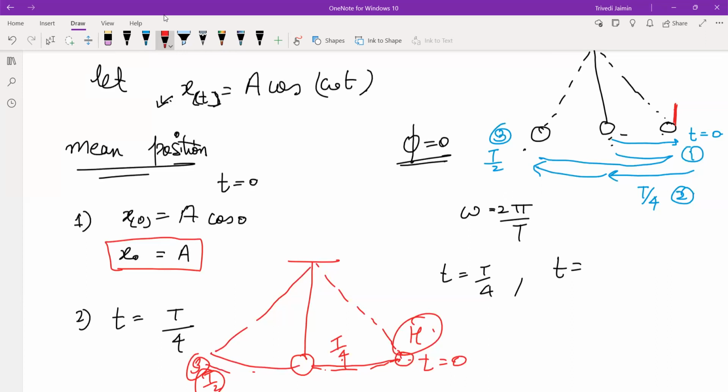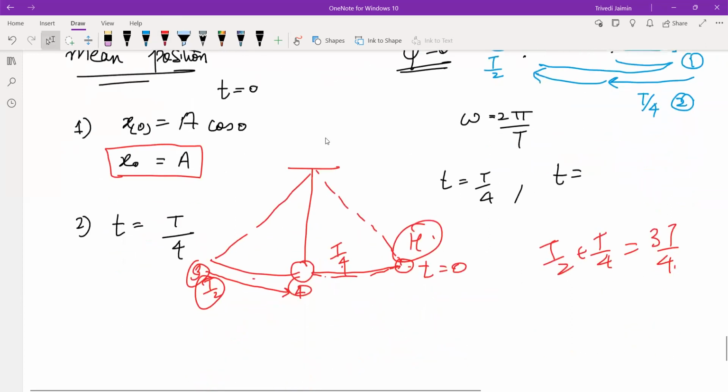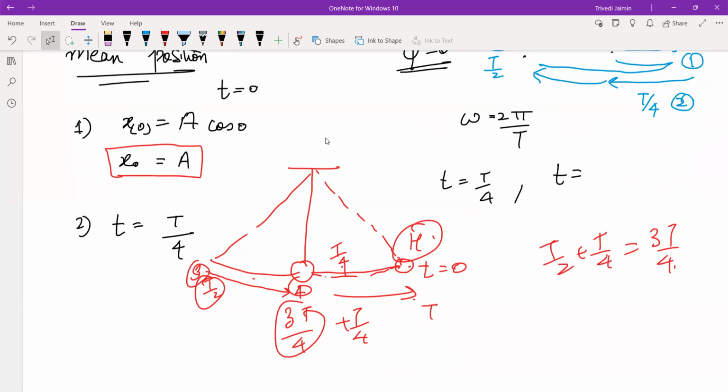Again, obviously, it will return back. It will not stop here. So it comes here to the mean position, that is the fourth point, T by 2 plus T by 4, which will give you 3T by 4. Right? So this fourth point is 3T by 4. Again, add T by 4 to get the fifth position. What will you get? T. Yes, sir. This is your fifth position, and the same goes on.